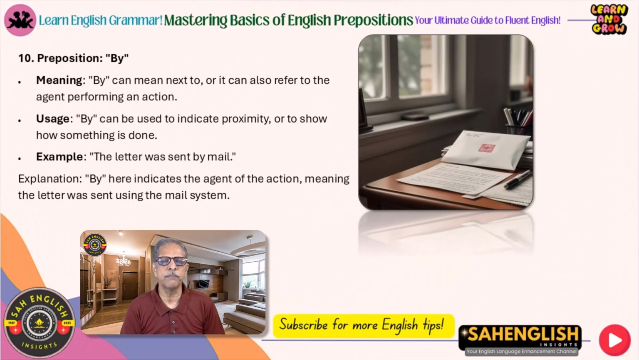10. Preposition by. Meaning: by can mean next to, or it can also refer to the agent performing an action. Usage: by can be used to indicate proximity or to show how something is done. Example: the letter was sent by mail. Explanation: by here indicates the agent of the action, meaning the letter was sent using the mail system.